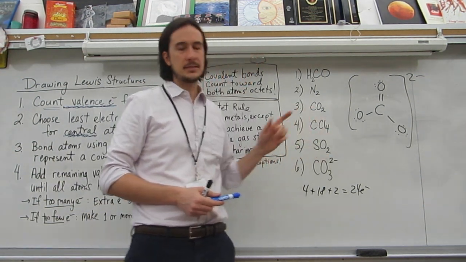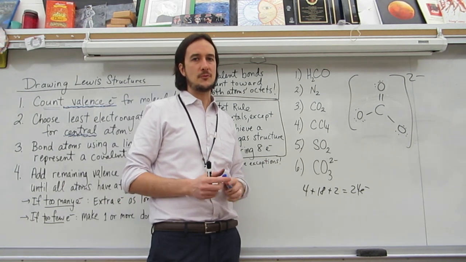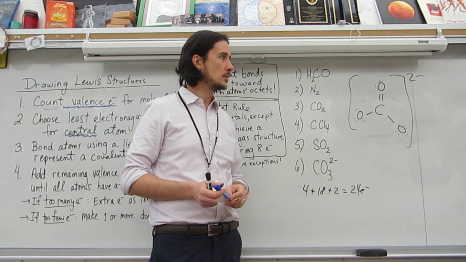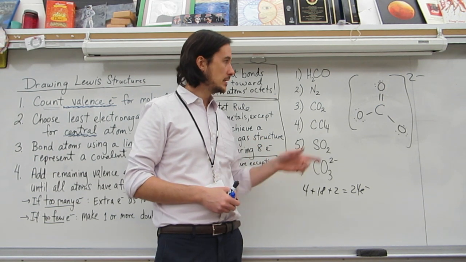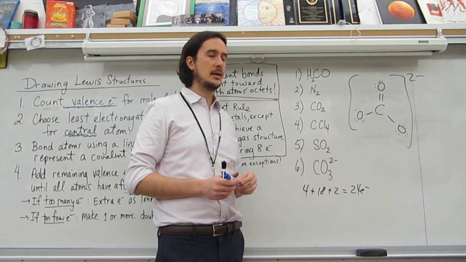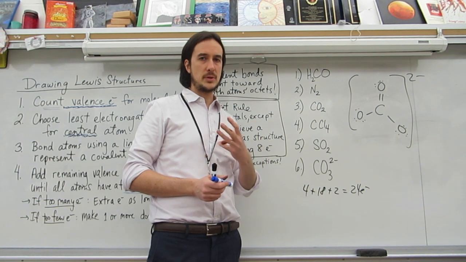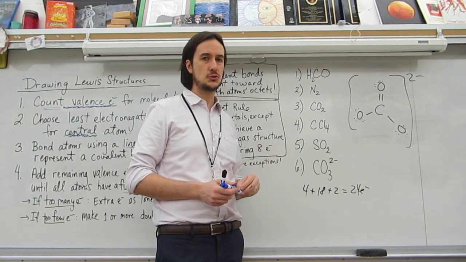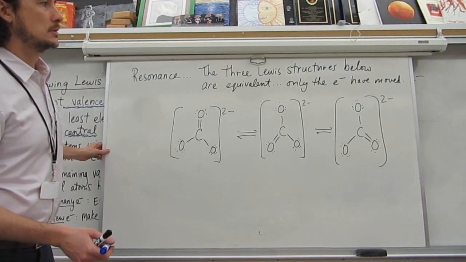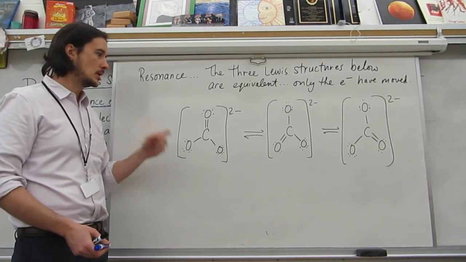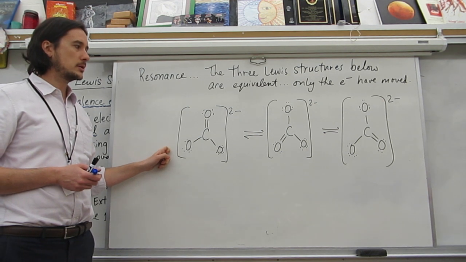That's carbonate. It doesn't matter where you put the double bond. In fact, that leads us to another term, which is resonance and resonance structures. This polyatomic ion will have 3 total, 2 other resonance structures. So they look like this. So these 3 Lewis structures are equivalent, right?